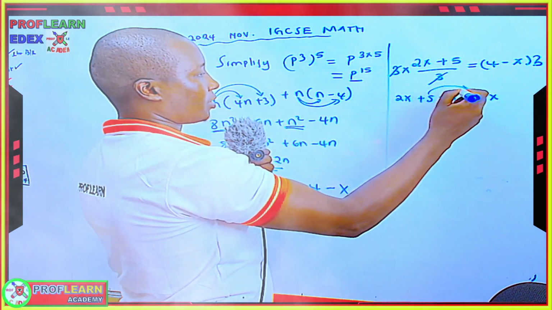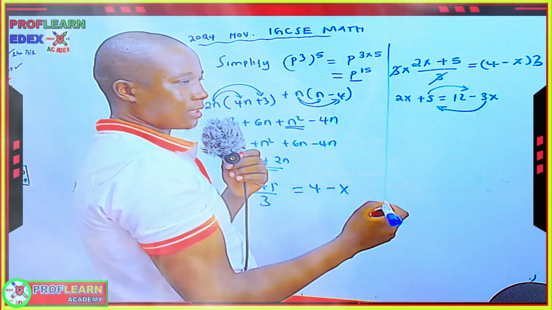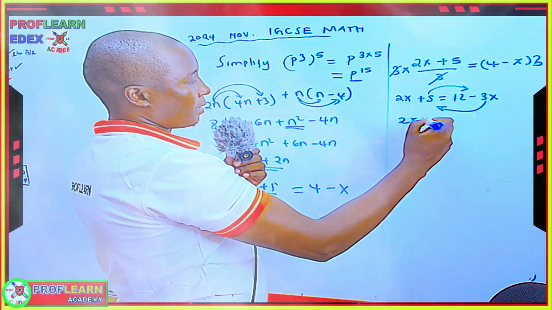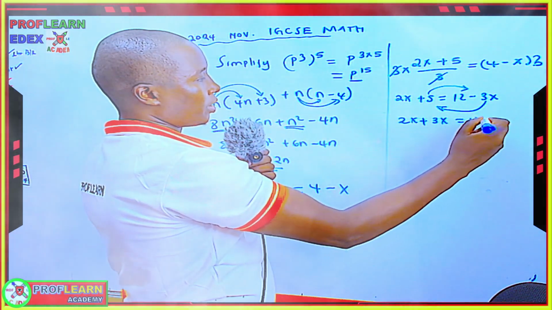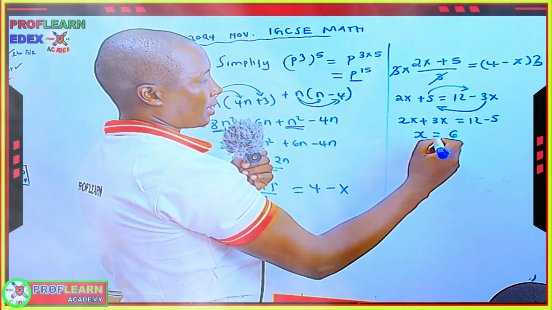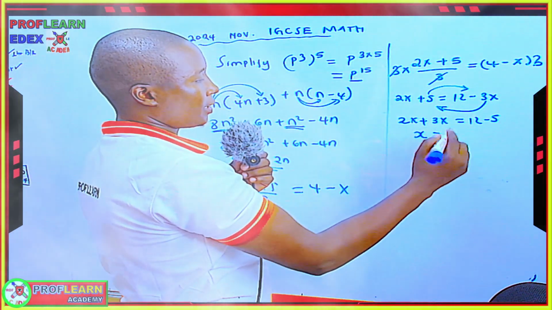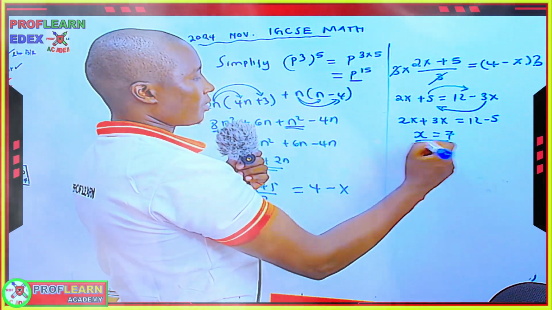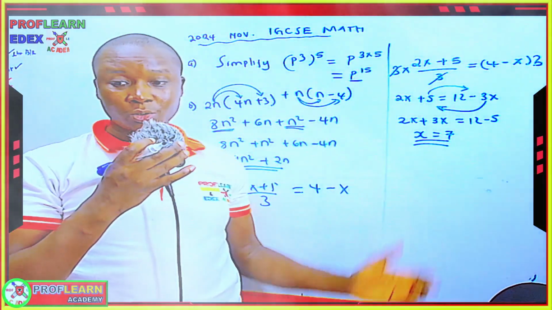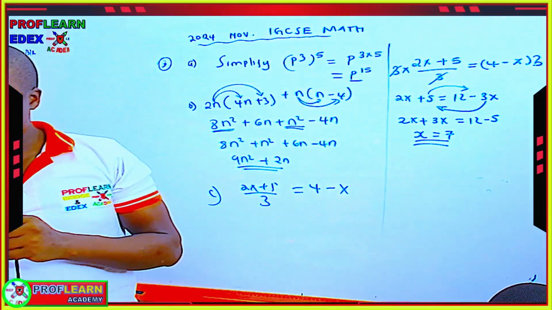Then we shall take this on the other side and bring 3x on this other side. So this will be 2x plus 3x equals 12 minus 5, and this will be x equals, actually, it's going to be 7, so that we can leave our answer like that. And you are supposed to show your workings in that.